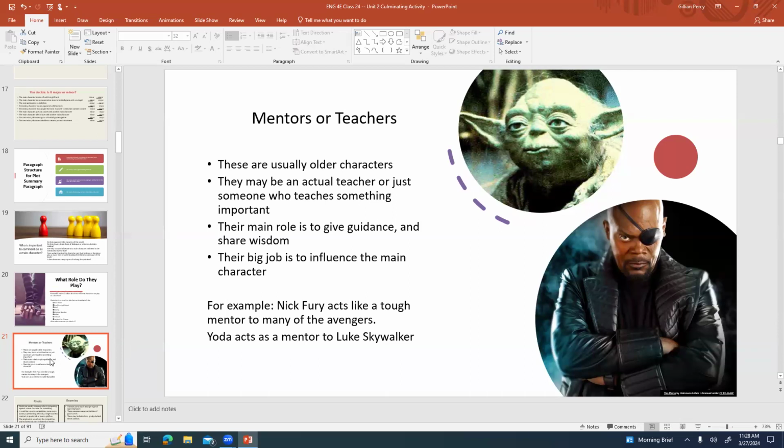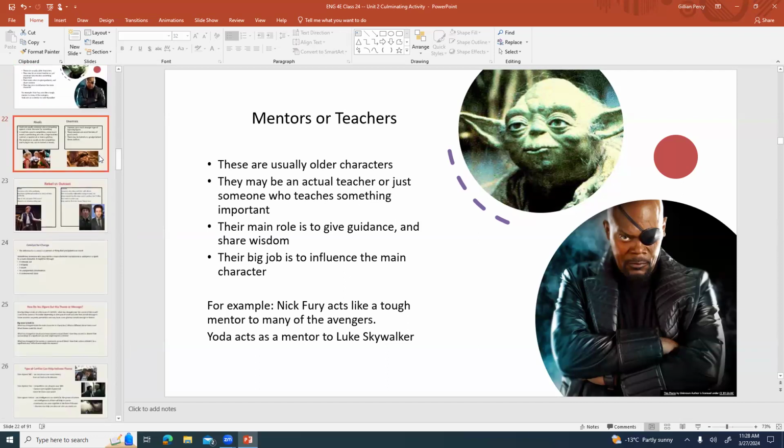So, for example, Nick Fury acts like a really tough mentor to many of the Avengers. Yoda acts as a mentor to Luke Skywalker. They're not the main person doing stuff, but they have a huge influence on the person who is doing things.